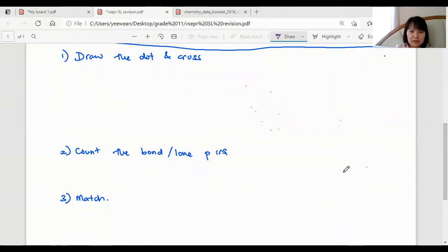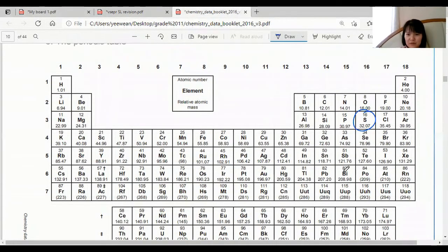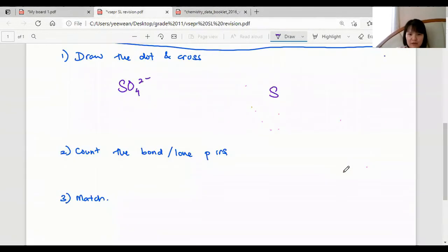Let's try one that has charge, say SO4 2 minus. Okay, so sulfur, group 16, so 6 outermost electrons: 1, 2, 3, 4, 5, 6. And oxygen, that's 4 of them. I'm going to move the electrons so that I can put a double bond, since we know that oxygen has 6 outermost electrons and it's going to form a double bond.